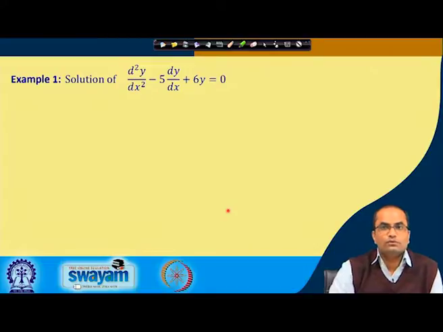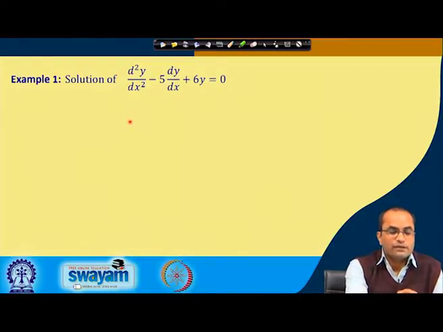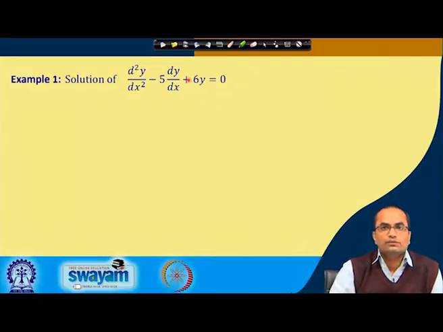Okay, so let us go through 2 examples quickly. In the first example, we want to find the solution of this second order differential equation: the second order derivative of y minus 5 times the first order derivative of y plus 6 y is equal to 0. So, this is a homogeneous linear differential equation of order 2.